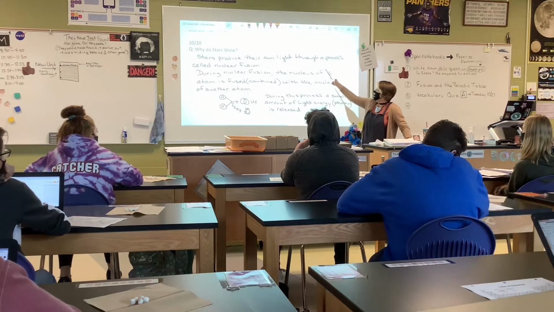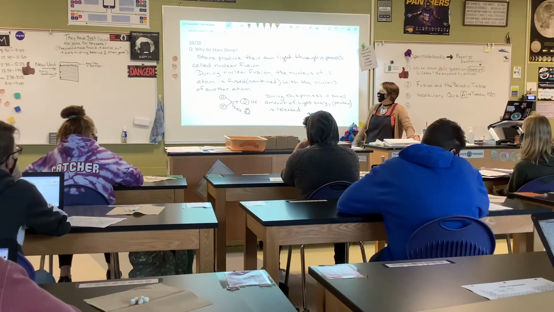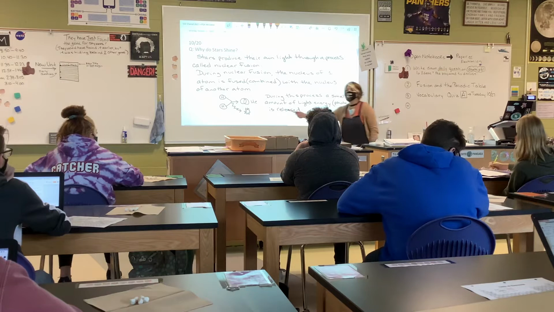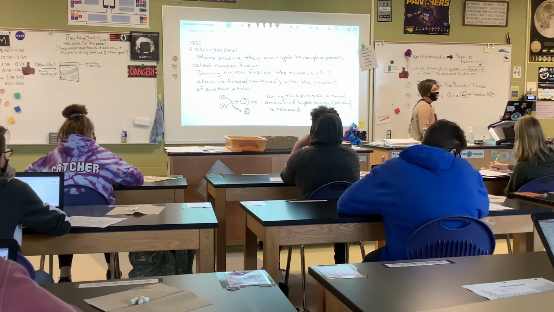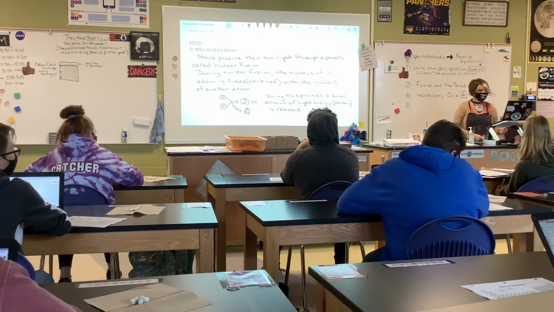Stars produce their own light through a process called nuclear fusion. During nuclear fusion, the nucleus of one atom is fused or combined with the nucleus of another atom. During this process, a small amount of light energy or a photon is released. And you have a picture. Amazing. Questions on that? Yep.